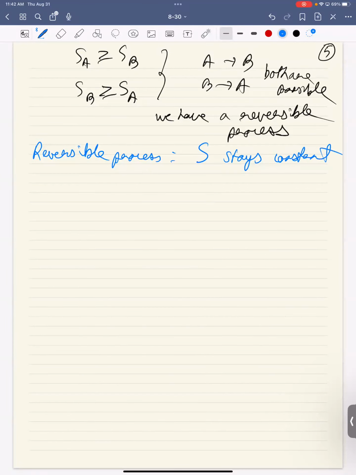right? It's not changing, while an irreversible process is one in which S increases.